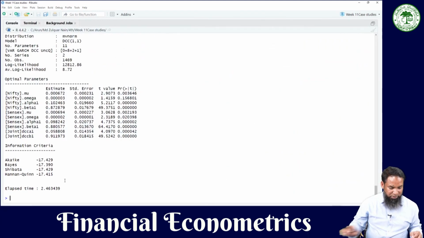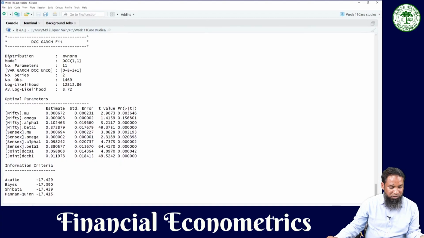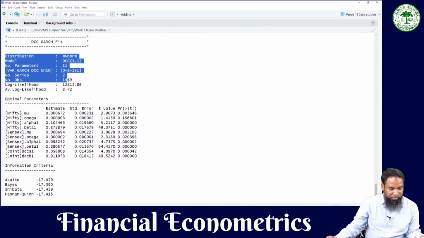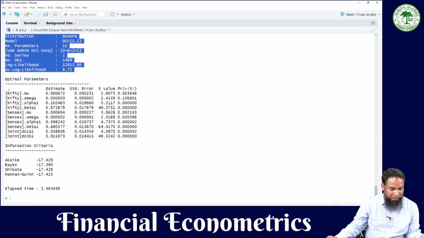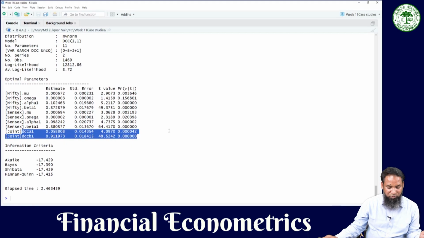Now if you see the result here, again DCC GARCH fit. This will be the basic information of the model, and here we have the optimal parameters. This is for the mean equation. This is the constant for the variance equation. This is the ARCH effect, and this captures the GARCH effect. And these two joint parameters are for the DCC model.